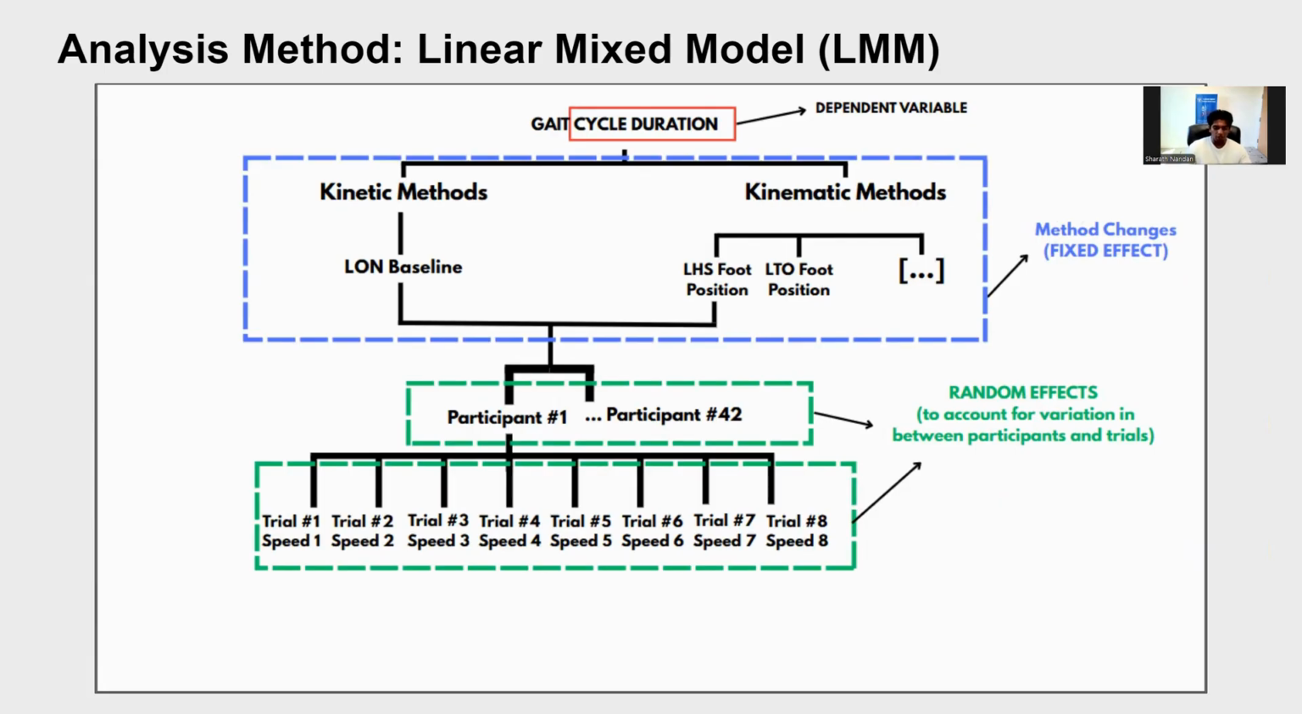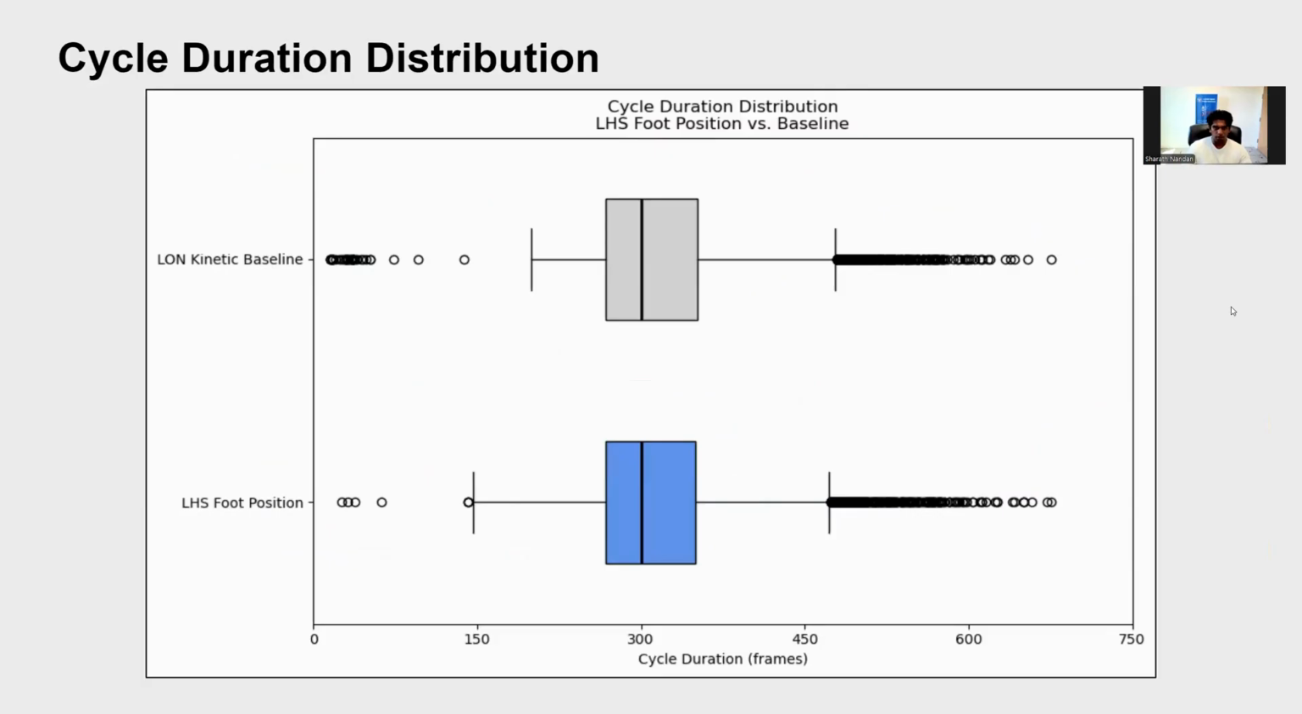The diagram here shows this hierarchy and how this model evaluates our data. We want to answer the question of, does method X produce longer or shorter cycle durations than the baseline method, regardless of individual participant differences?